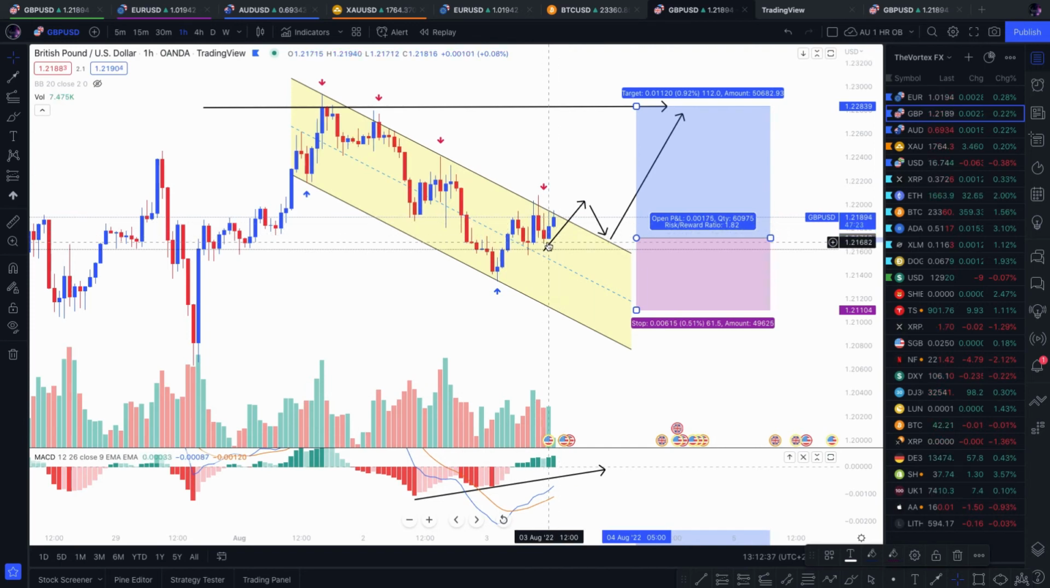So I will not jump into the setup unless I see that clear break and close with impulsive bullish volume. That is what I'm looking for. That is what I will wait for. I will not get in unless those requirements are met.